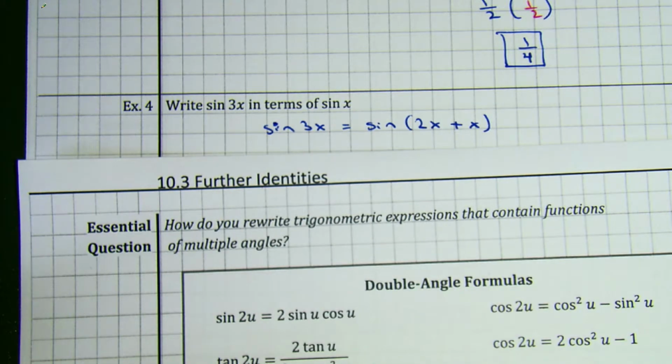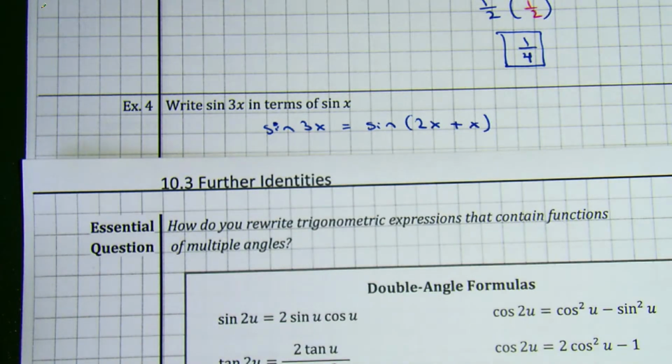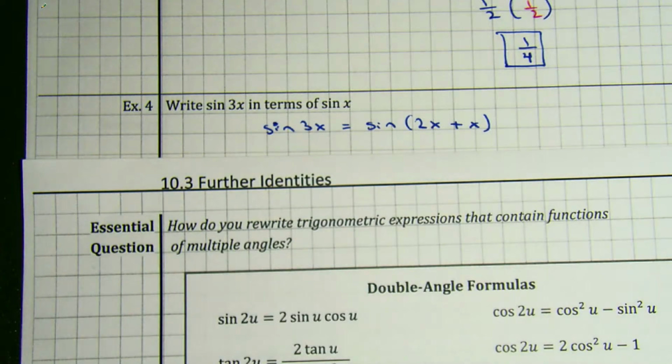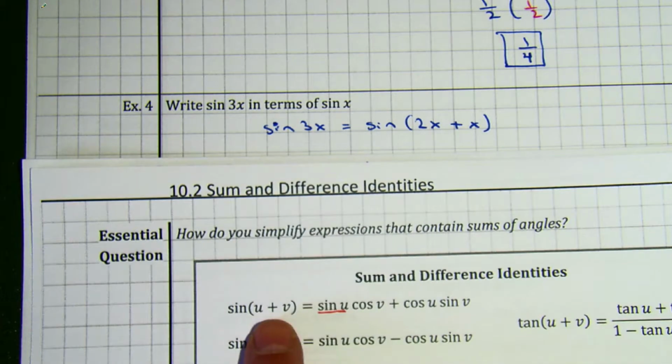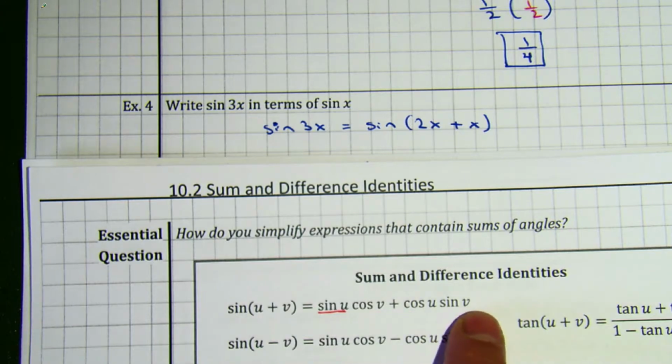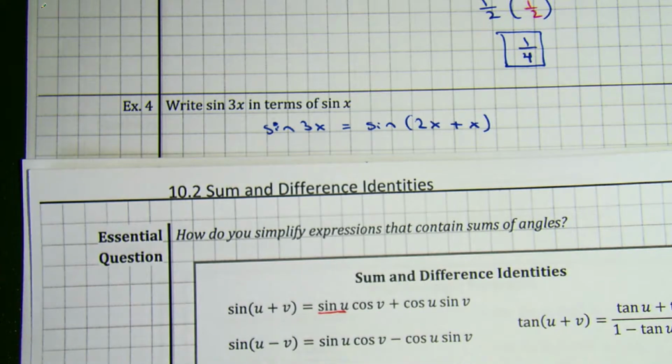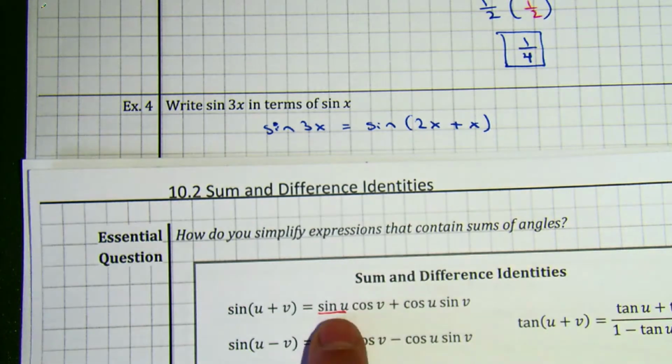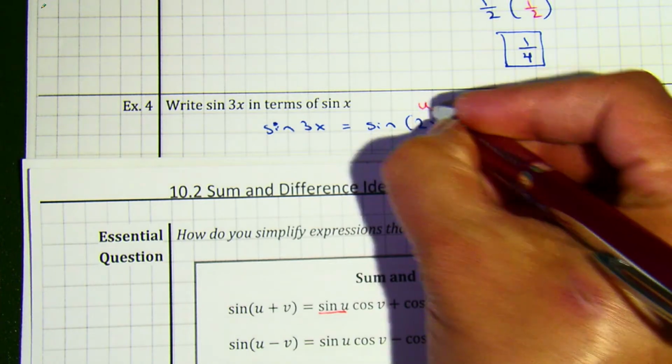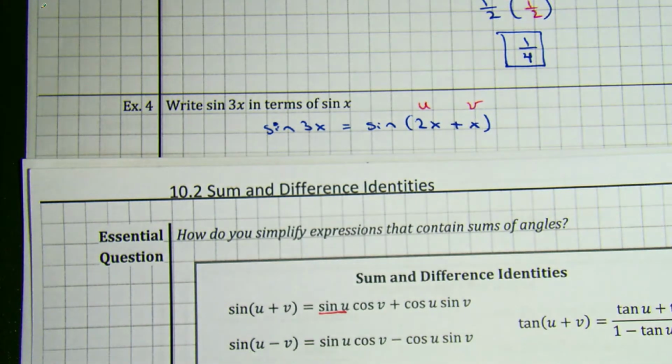So how's that going to help us? Well, we're going to go back to our sum formula that we covered on the last section for 10.2. And always remember sine, cosine, cosine, sine, cosine, cosine, sine, sine. And we are going to use our sine formula. But in this case, we need one with a plus. We're going to use this one here, where u will be 2x and v will be x. So see what you get, and then we can compare our answers.